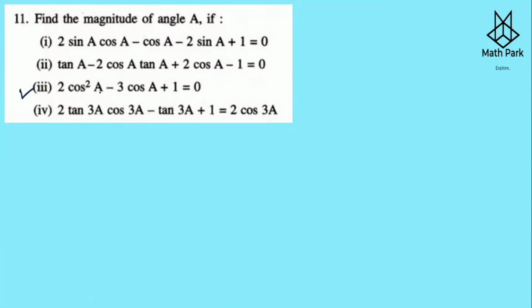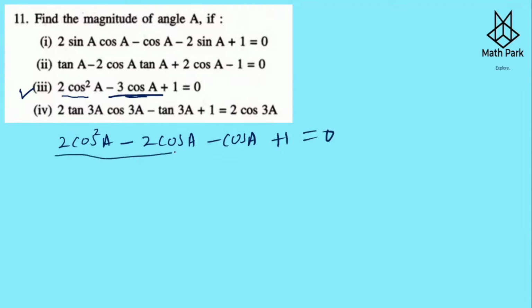Third part, we have 2 cos square A minus 3 cos A plus 1 is equal to 0. So here taking common, we are not going to get the factors. So what we will do, we'll split this middle term. So we take 2 cos square A minus 2 cos A minus cos A plus 1 is equal to 0. So we have split minus 3 cos A as minus 2 cos A minus cos A.